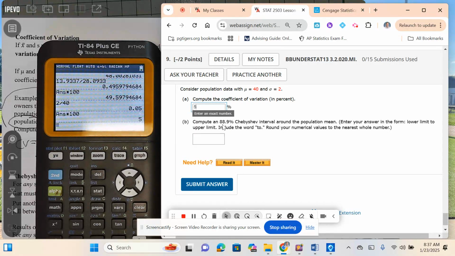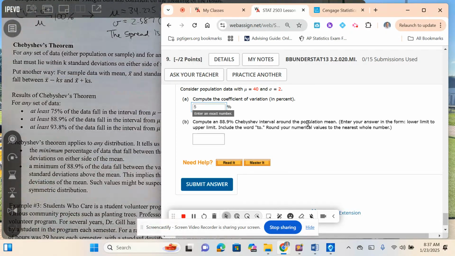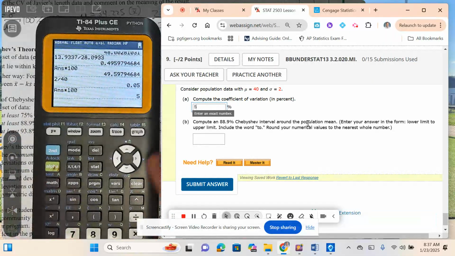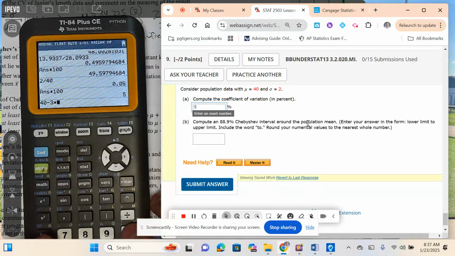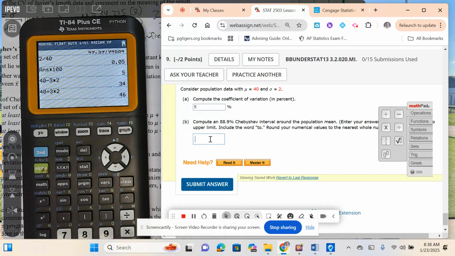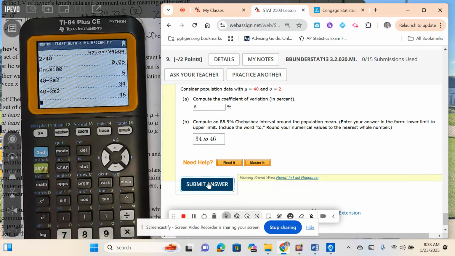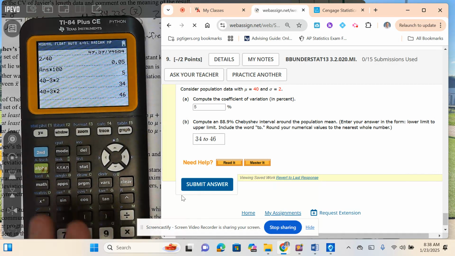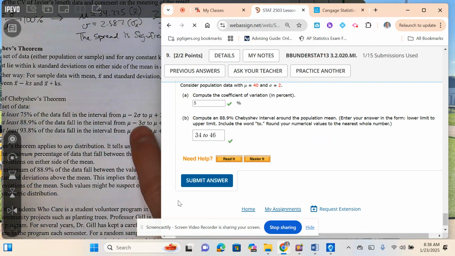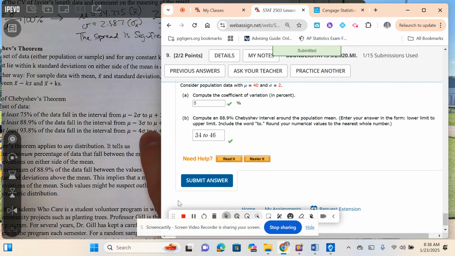Okay. Compute an 88.9% Chebyshev interval for the population mean. So Chebyshev's interval, it's right here. 88.9% means we're going to subtract 3 standard deviations and add 3 standard deviations. So it'd be 40 minus 3 times 2 and 40 plus 3 times 2. So it'd be 34 to 46. And they want lower limit to upper limit. So 34 to 46. Where did you get 3 from? The 3 comes from the number of standard deviations below and above for 88.9%. Okay, sorry. So yeah, 75% is 2, 88.9% is 3, and 93.8% is 4.